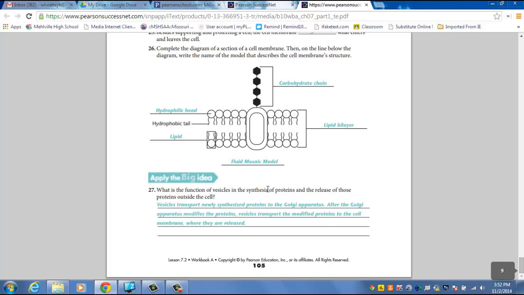And with this one, I'm not really concerned about it, but the function of vesicles and synthesis of proteins. Vesicles get the newly made proteins into the Golgi apparatus, and after the apparatus modifies it, the vesicles then transport them to other parts of the cell membrane where they are released.